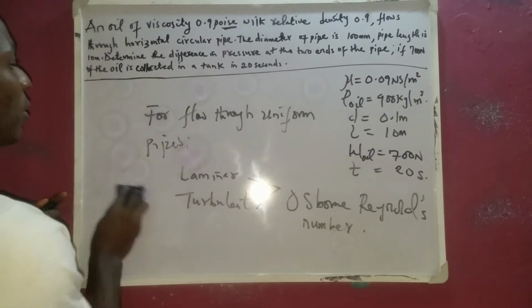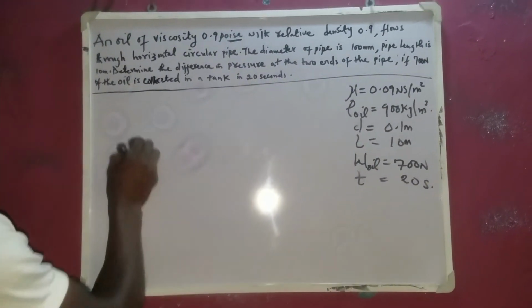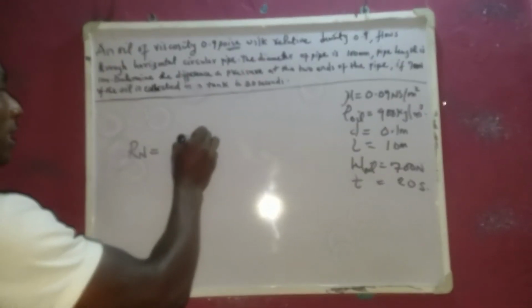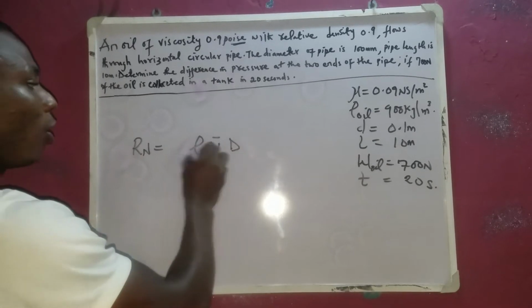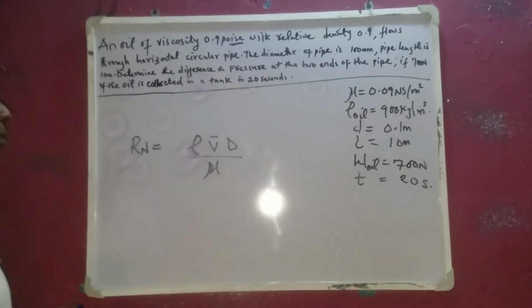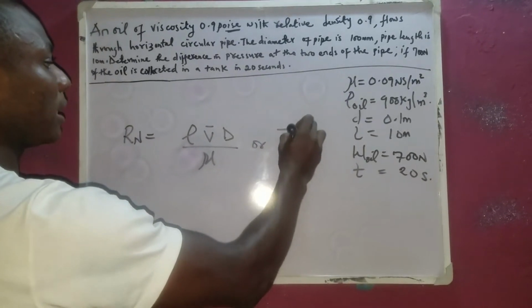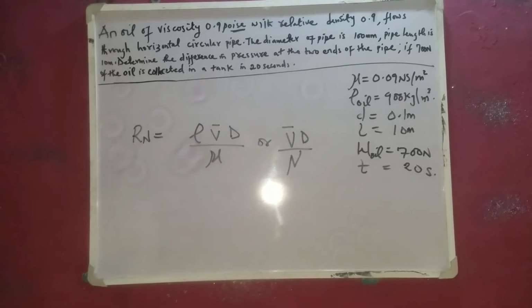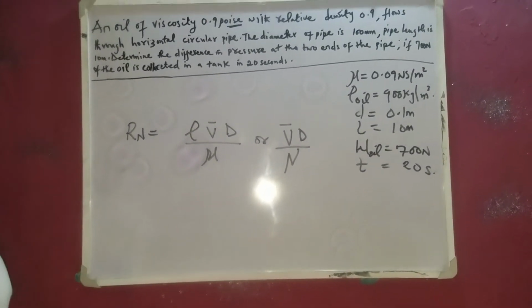We know Osborne-Reynolds number, given by Re, is equal to density and the mean velocity multiplied by the diameter all over the dynamic viscosity, or the mean velocity multiplied by diameter all over the kinematic viscosity. So these two equations will produce the same value.